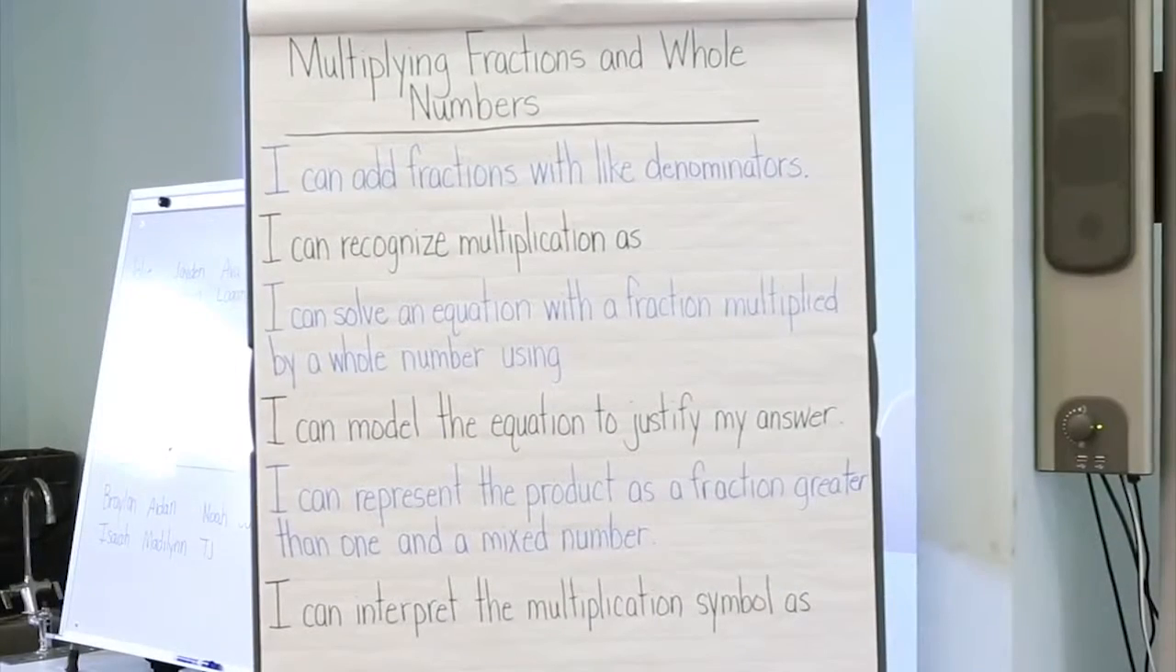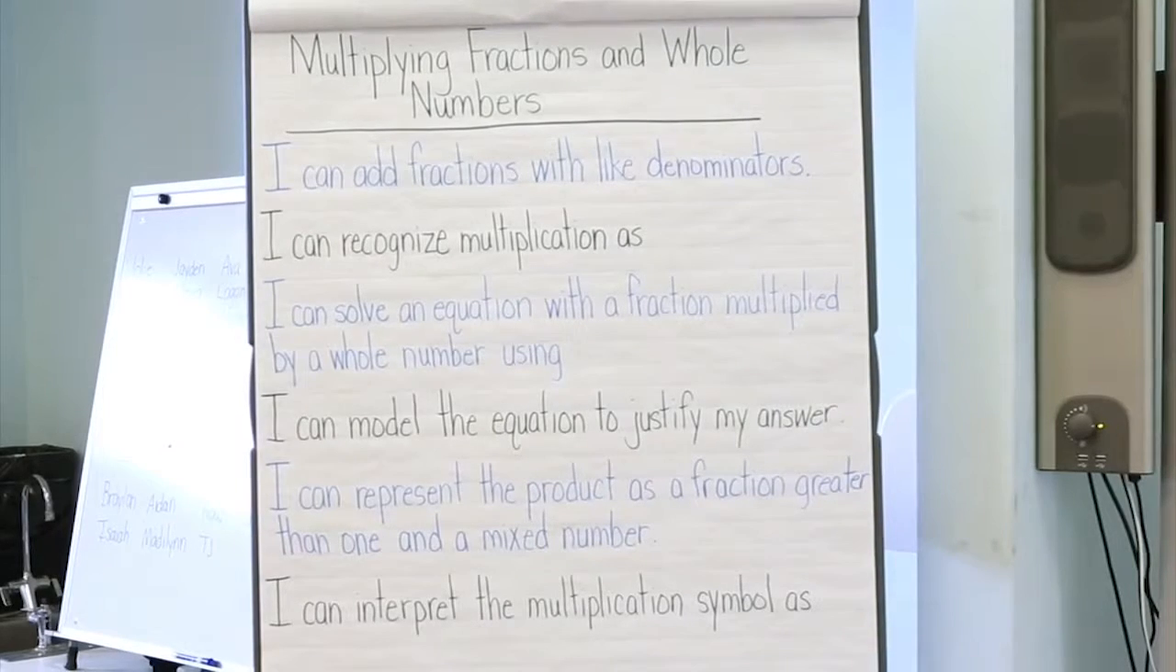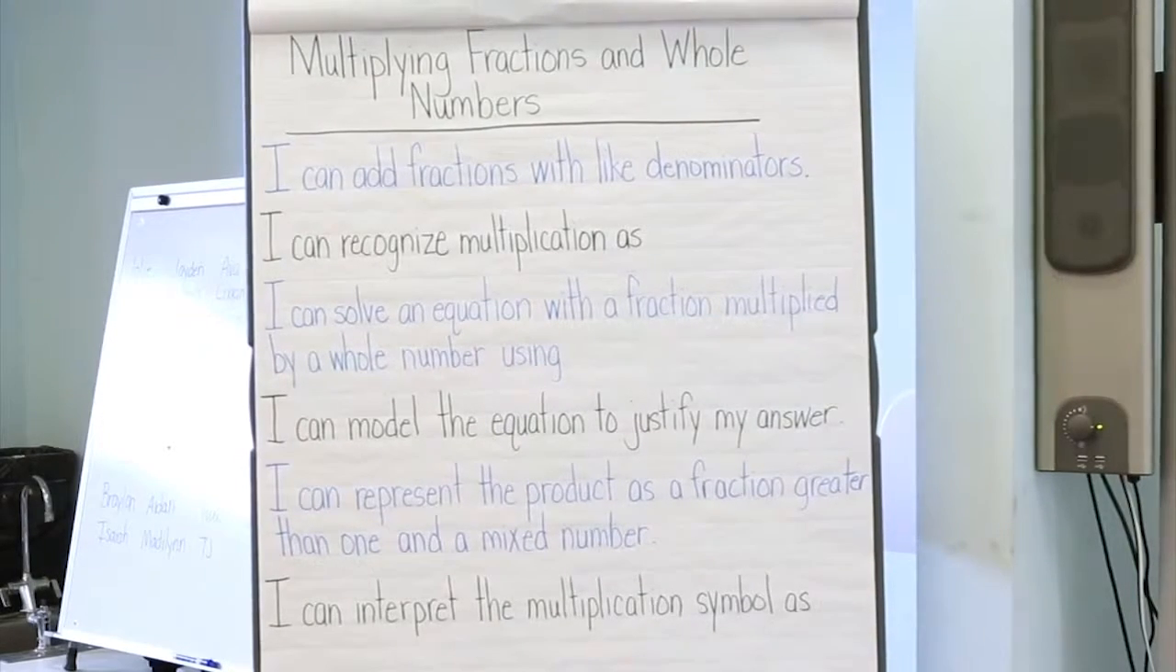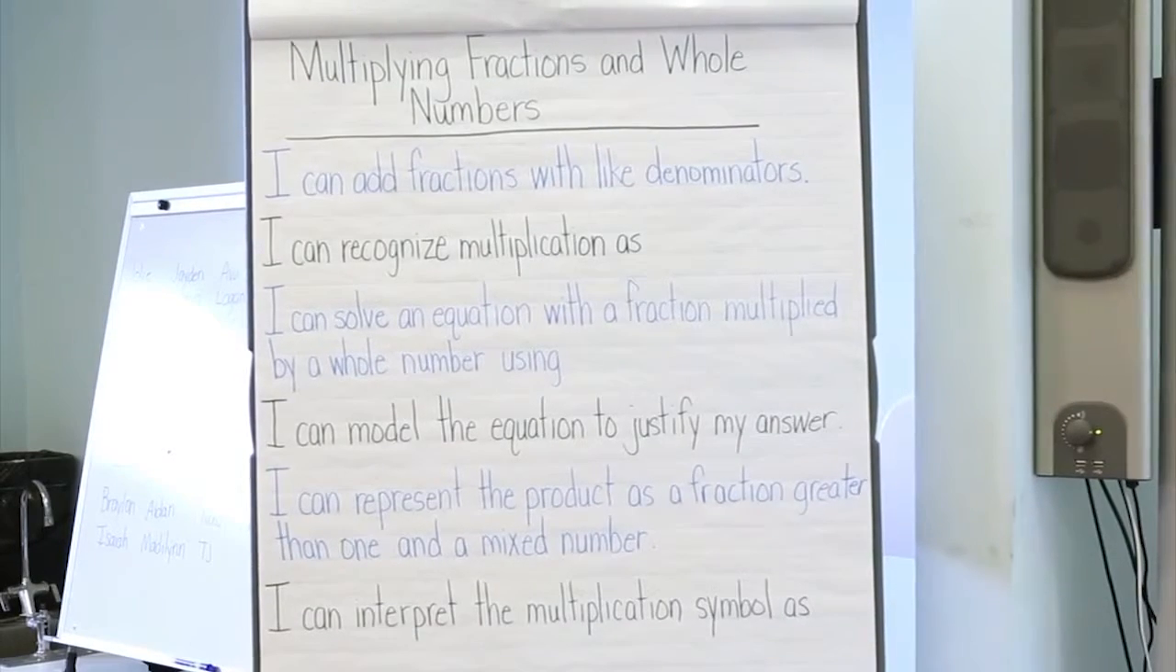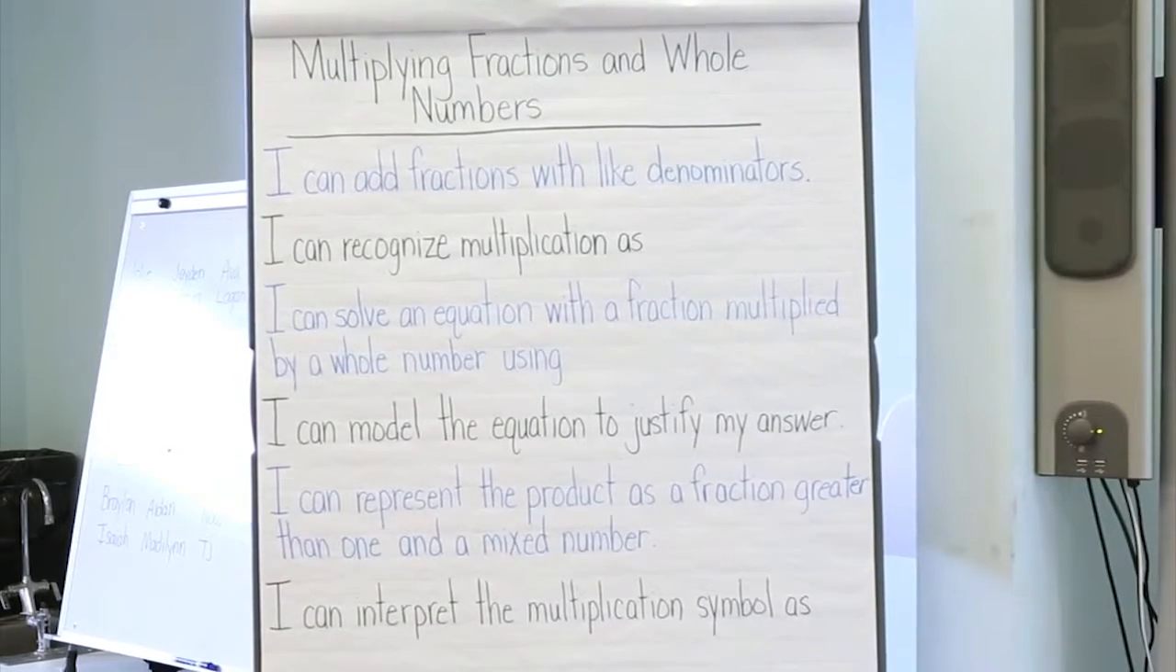Today's success criteria was really looking at multiplying fractions by whole numbers. And so the first thing they had to be able to do is, because I wanted to use not the standard algorithm, but repeated addition, they had to be able to add like fractions. So I needed to see that they could add like fractions. I also wanted to make sure that they could, of course, come up with an accurate product, an accurate answer.